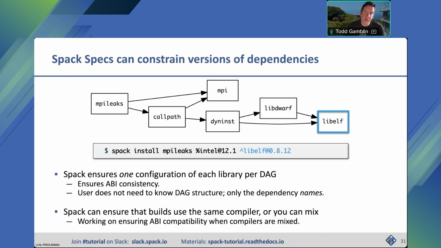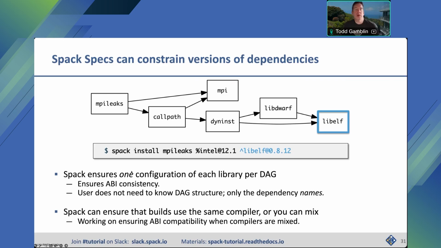Specs can constrain versions of dependencies. You saw this earlier. So if you have a graph that looks like this, you've got MPI leaks, which depends on callpath, and that depends on MPI, Dyninst, libdwarf, libelf, and so on. You don't have to know all of the stuff in the middle to say that you want a particular version of libelf. And so that's why you use the caret. It means depends on somewhere in the graph, versus the percent, which means direct dependency. So here at Spack install mpileaks, I want that thing built with Intel. But then somewhere in that graph, there's libelf, and I want it built at 0.8.12, maybe because I know that the latest 0.8.13 version is causing me problems.